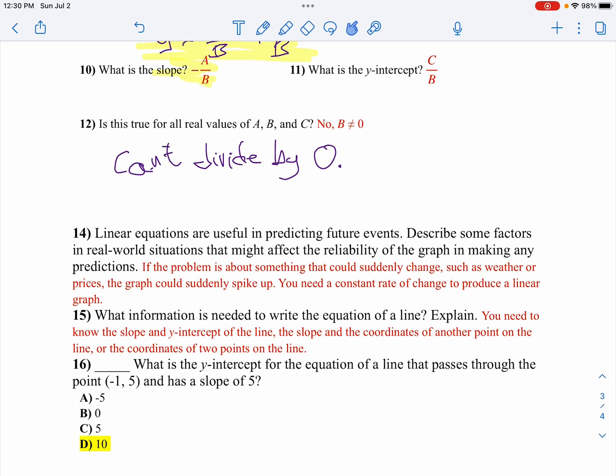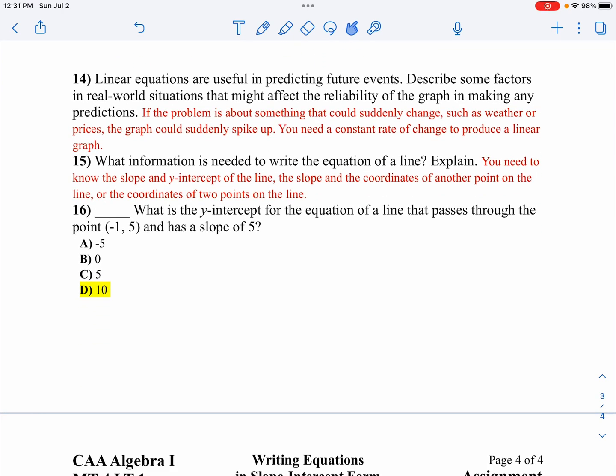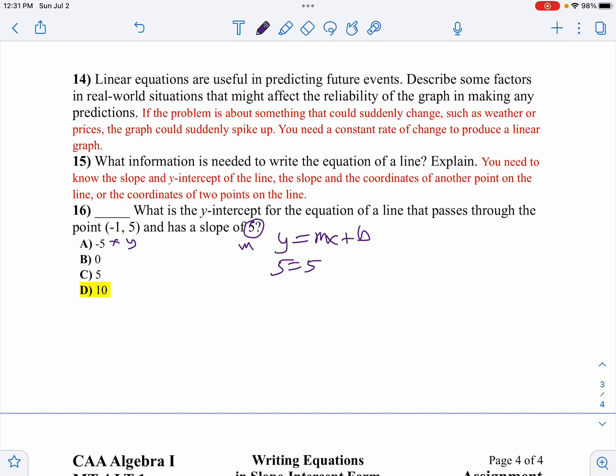On question number 16, I want to know the y-intercept of an equation that passes through (negative 1, 5) and has a slope of 5. Well, this is exactly what we talked about in number 15. So I've got y equals mx plus b. I'm going to replace x with negative 1, y with 5, and my slope m is also 5. So 5 equals 5 times negative 1 plus b. In other words, 5 equals negative 5 plus b.